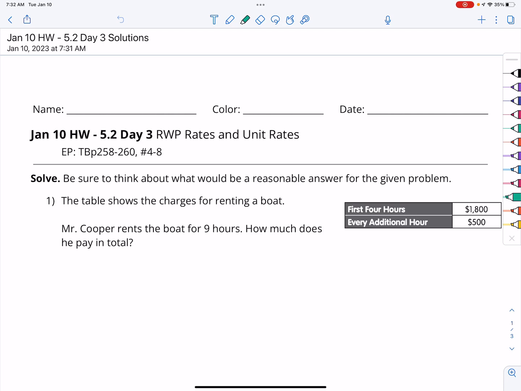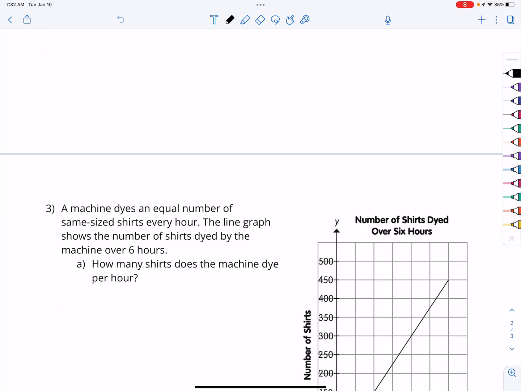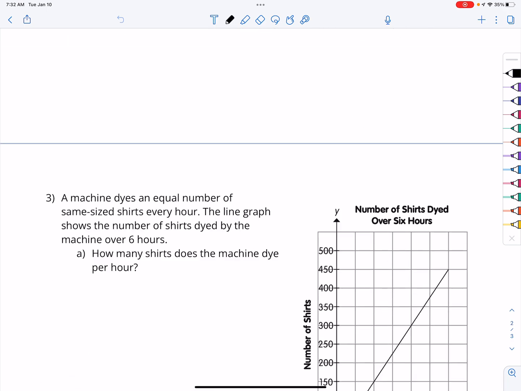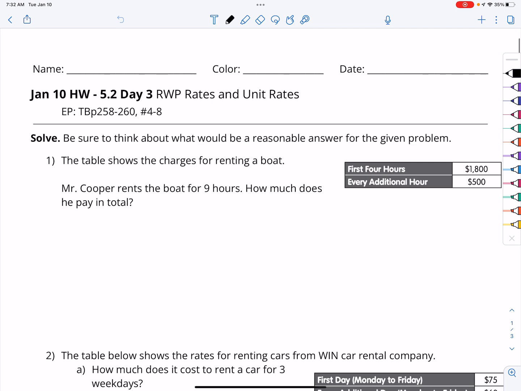We have Chapter 5, Lesson 2, Day 3, Real World Problems with Rates and Units. Extra practice, textbook page 258, 260, numbers 4 through 8. So, here we go. Looks like information, if we just scan through, is presented either in graphs or tables. And this should be okay, because I think it's just another way of organizing and making sense of information.